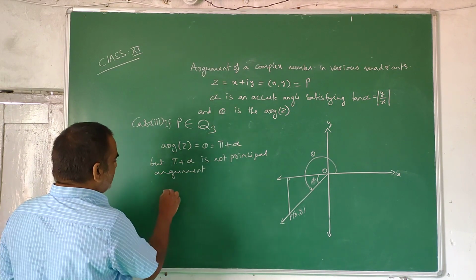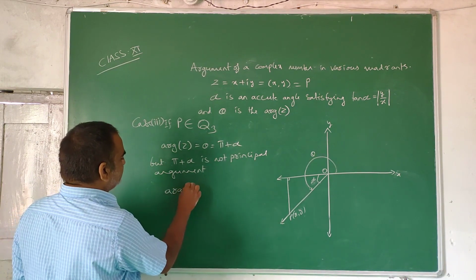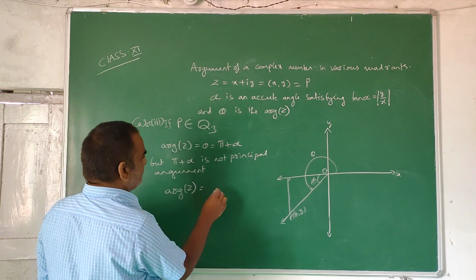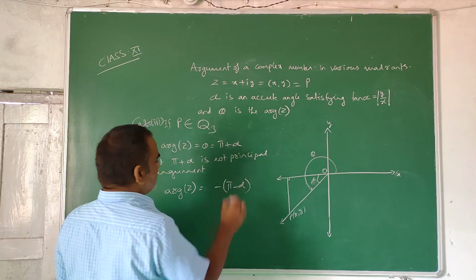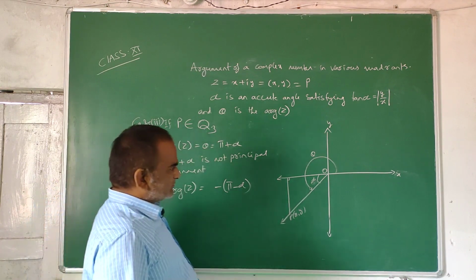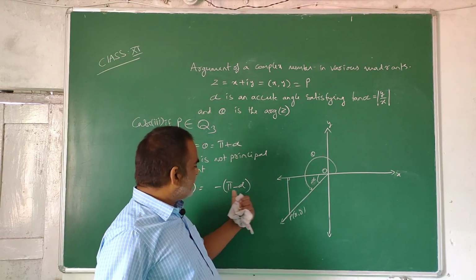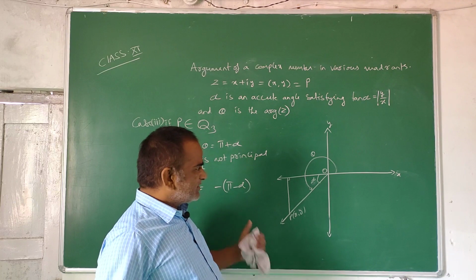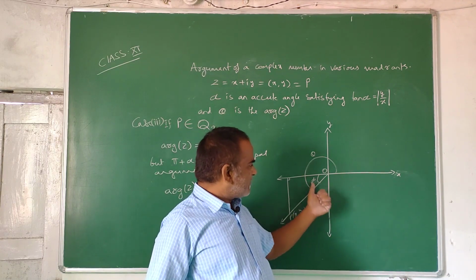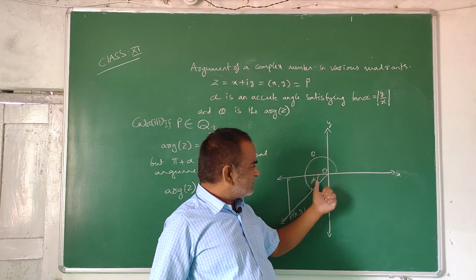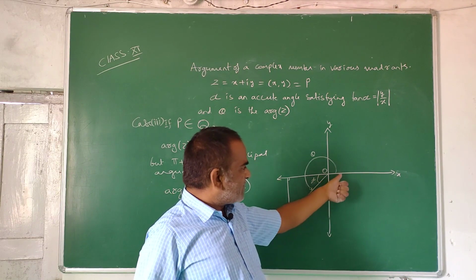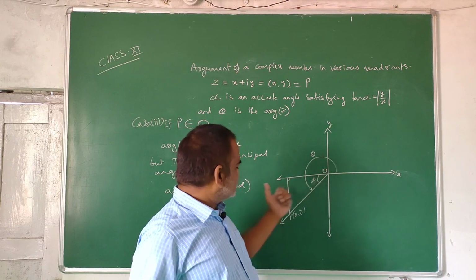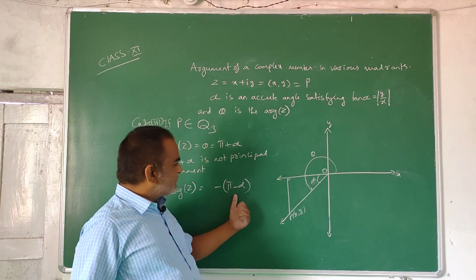So, if you want the principal argument in this case, you can take minus of pi minus alpha. Because this whole thing is pi and this is alpha, so this would be pi minus alpha, but it is in the negative direction, so it will be minus of pi minus alpha.